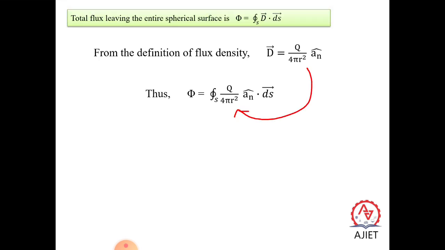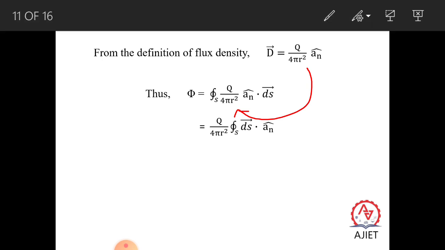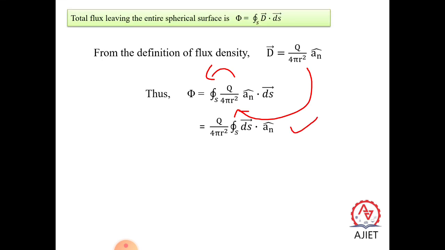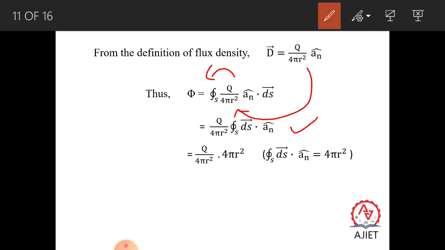We know phi is equal to the closed integral of D dot dS. When you substitute the definition of flux density here, this quantity comes out of the integration, so phi is equal to q over 4 pi r squared times the closed integral of dS a_n. Now the closed integral of dS is nothing but the surface area of the sphere, our closed Gaussian surface, 4 pi r squared.